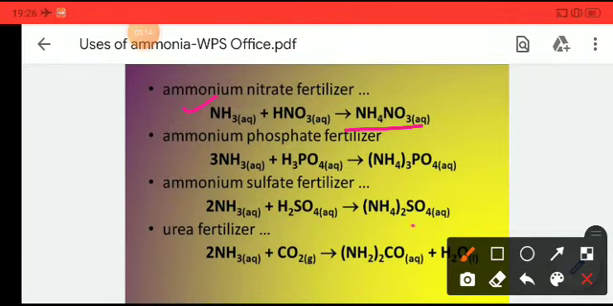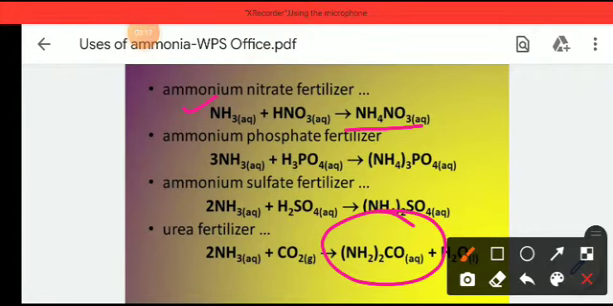This is NH2CO, the chemical formula of urea. So how is urea formed? When ammonia is reacted with CO2, it forms urea. In this way, almost four ammonia fertilizers are used in agriculture. To make this kind of fertilizers, we have to use ammonia.